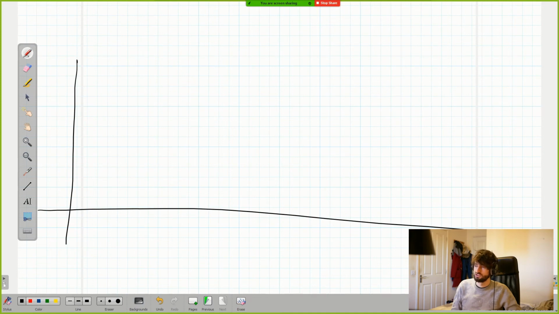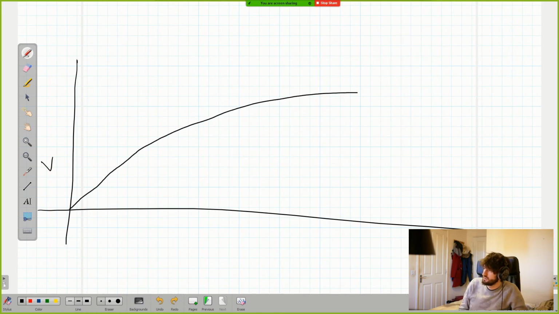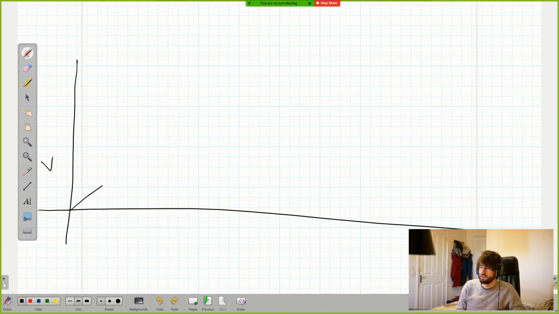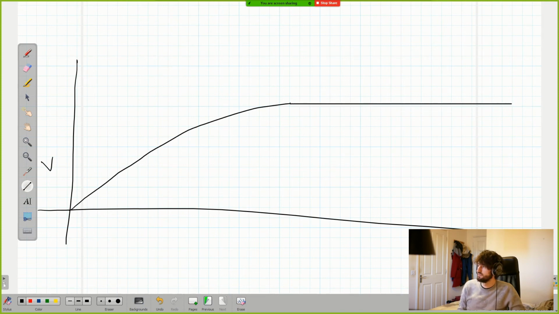So if you imagine you've got your velocity here, it's going to look like this. You start with uniform acceleration from gravity, and then eventually it ends up like this and goes horizontal. In fact, let me go to the pen tool so you can see that this actually ends up completely horizontal at some point.